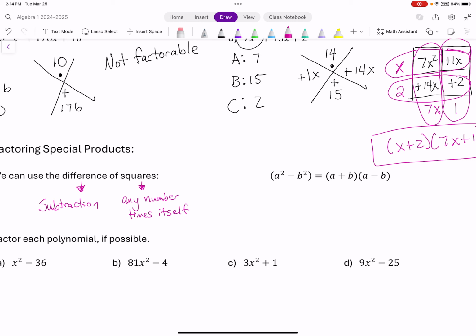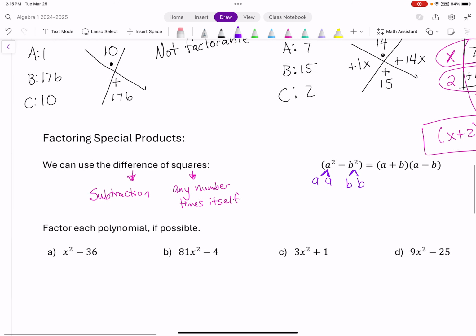And what we can look at is breaking down the a squared and the b squared, and we could say, okay, what can I multiply times itself to give me a squared? And the answer is a. And then what can I multiply by itself to give me b squared? And the answer is b. So then I put a in the front, b in the back, and I add and subtract 1.